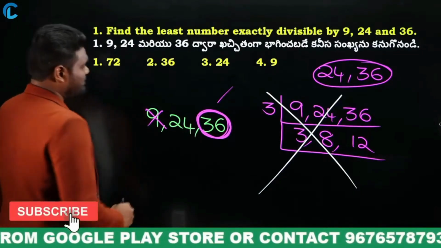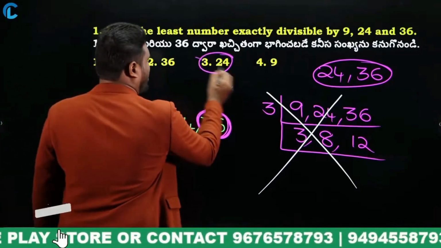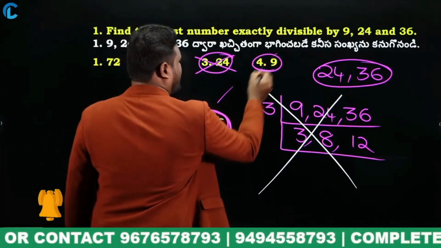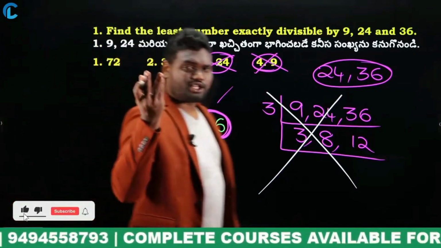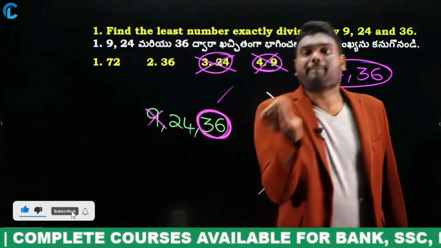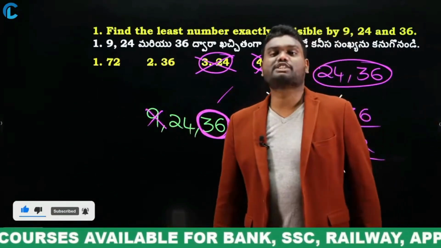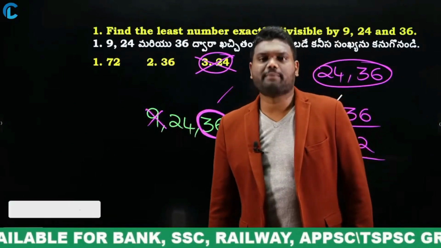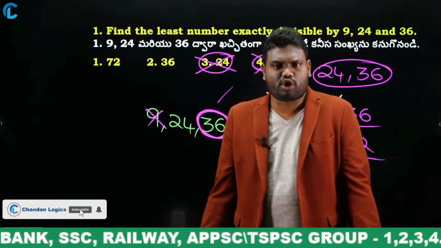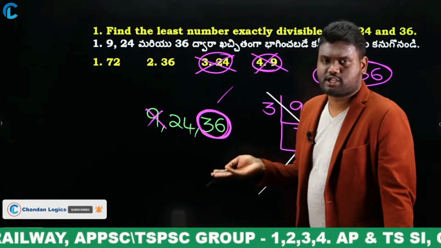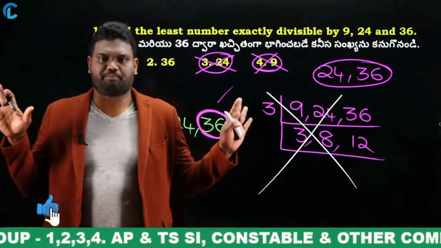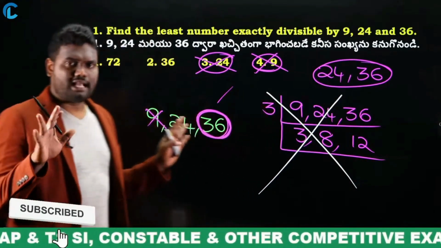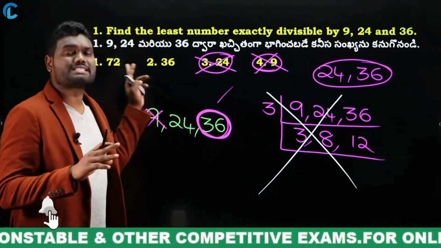Now either 36 should be our answer or multiples of 36 should be your answer. But observe carefully, 24 cannot be your answer. 9 also cannot be your answer. Why? What is the reason? Our answer should be either 36 or multiples of 36. 36 multiple means 36 one time, 36 two times, 36 three times, yes or no? So 9 is not a multiple of 36, 24 is also not a multiple of 36. So simply you can eliminate them, yes or no? So the answer should be either 36 or 72.